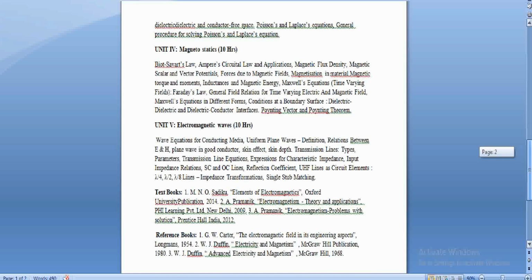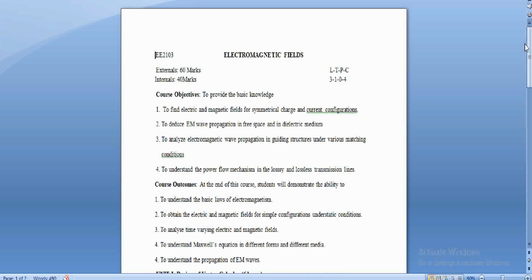This electromagnetic field is a subject helpful for your electronics and electrical students. For electrical students, we consider transmission lines for transferring electromagnetic fields. For electronics students, electromagnetic fields are transmitted through the air. So let us see what a field is.